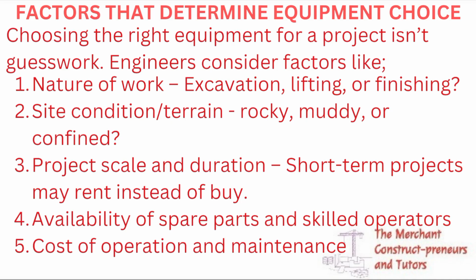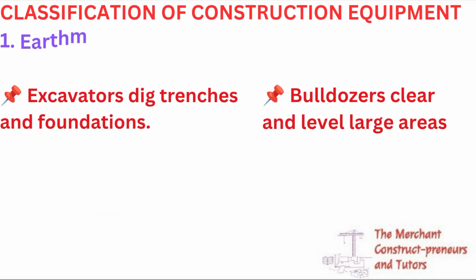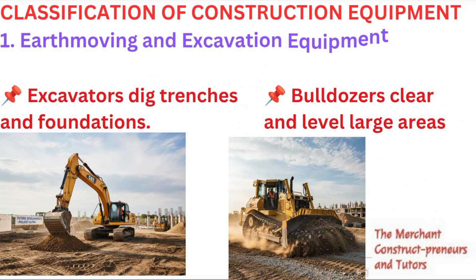The second is the site condition: rocky, muddy, or confined. Do you want to use a stationary machine, or a machine that has a track or a wheel? So you need to know what you want. The third is the project scale. Is it a big project, long term, short term? So you need to know whether you're buying or renting. The fourth one, we look at the availability of spare parts, and also the cost of operations. You need to look at that too. If not, you'll be running at a loss.